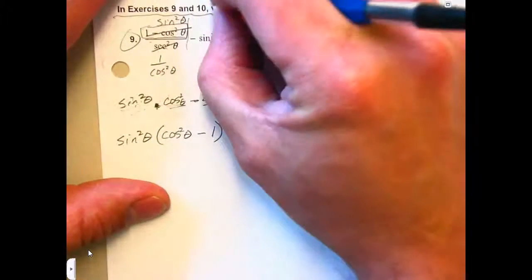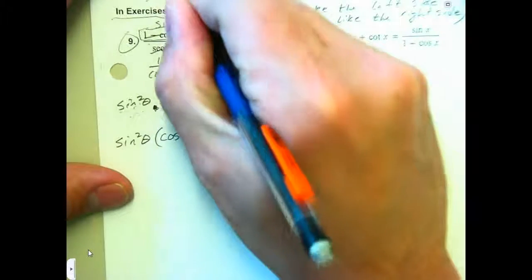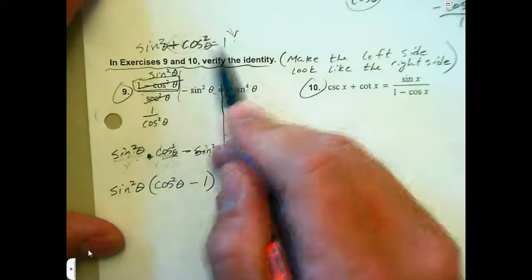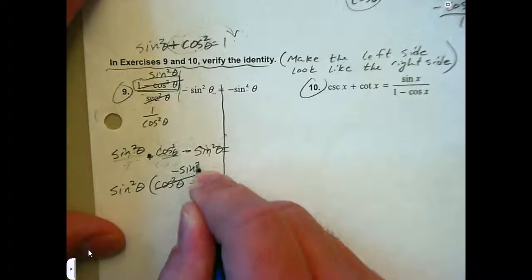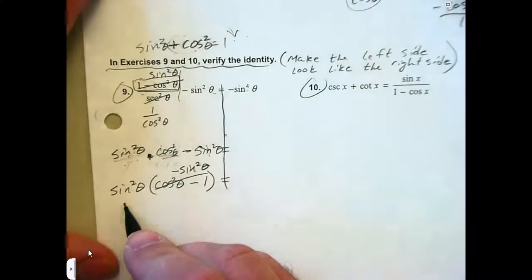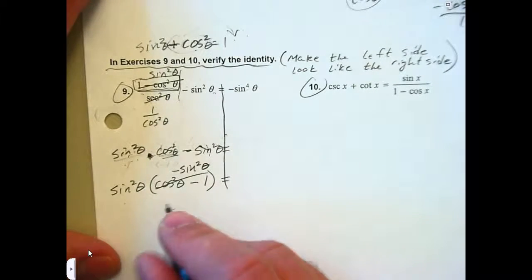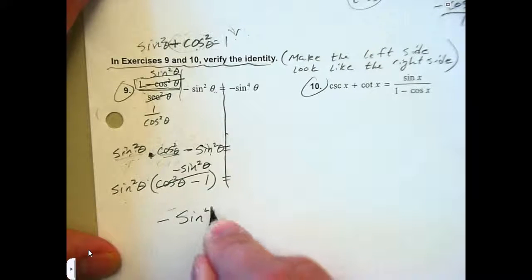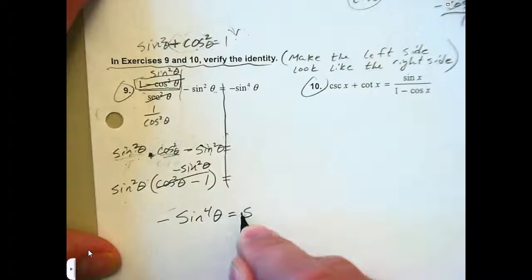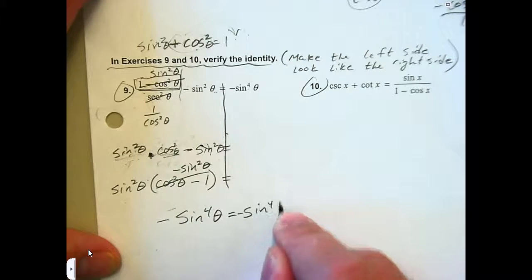Let's go back up to our Pythagorean identity from earlier. Okay. When I subtract 1 over, this is negative sine squared theta. And sine squared theta times negative sine squared theta is, make sure you know you're multiplying and not subtracting. What is that? It's not cubed, it's to the 4th power. Negative sine to the 4th theta.